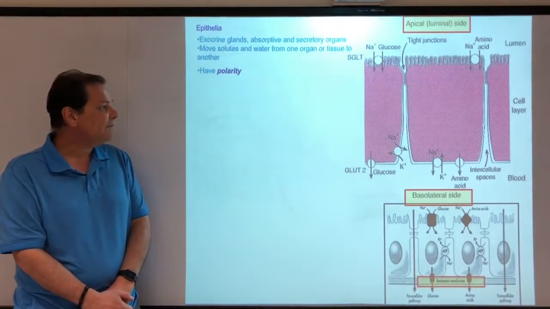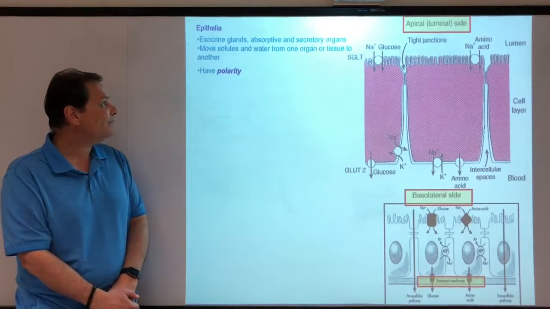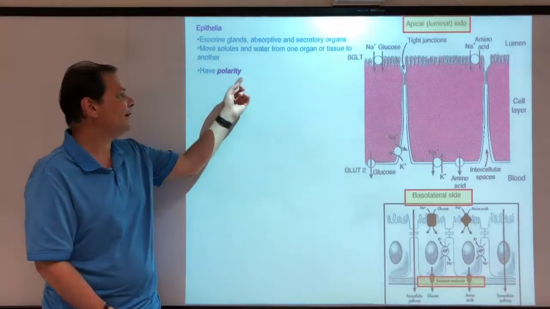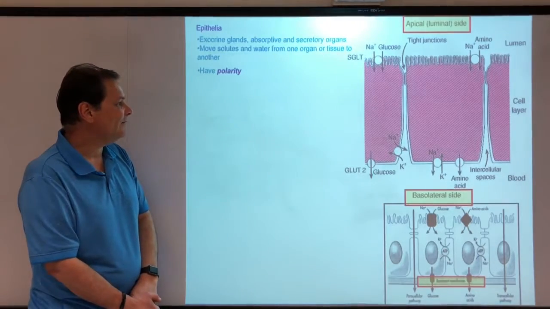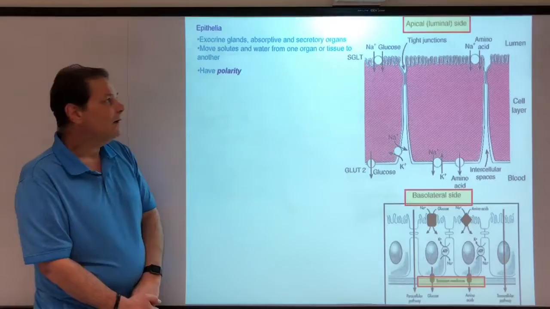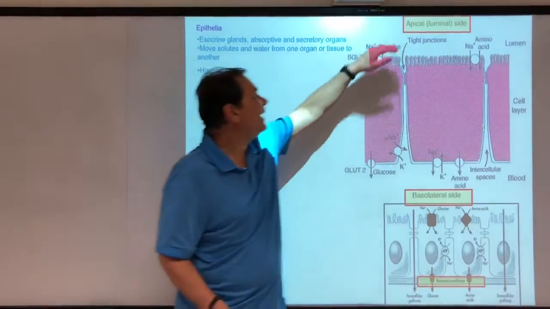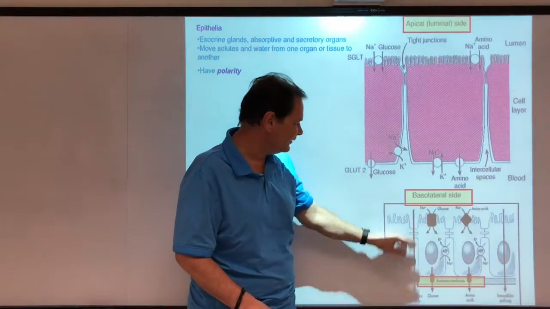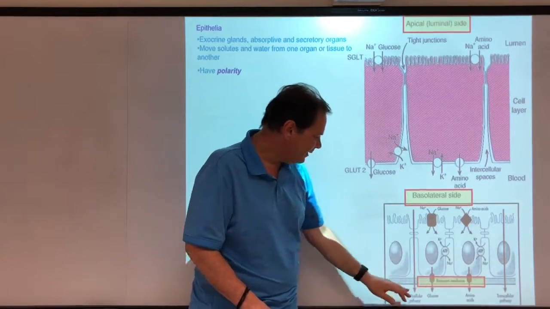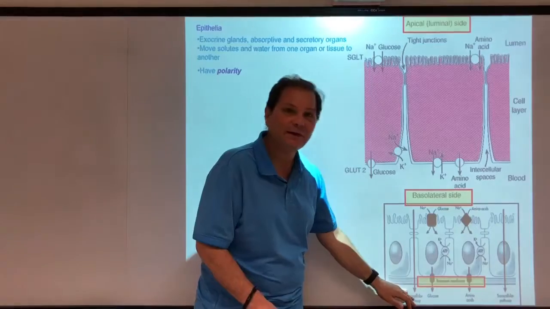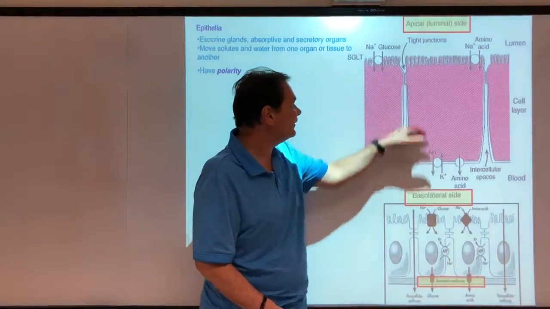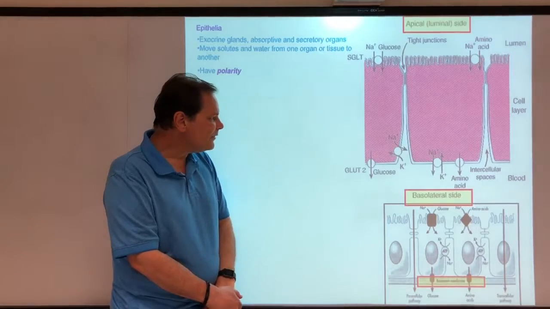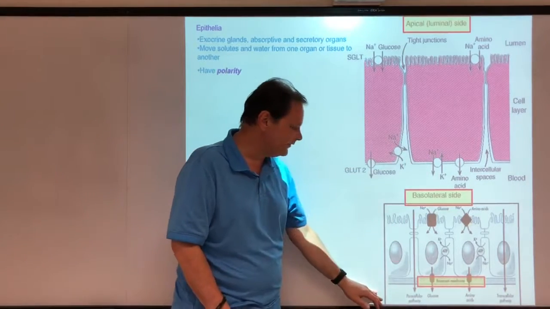The first and major difference between the epithelial cells and most of the other cells in the body is that they have polarity. That is, they have a sidedness to them. Epithelia have an apical side, which faces the lumen. This is your figure. Apical side up here, basolateral side down here. The basolateral side faces the tissues.